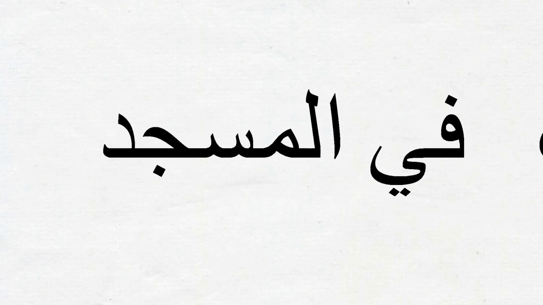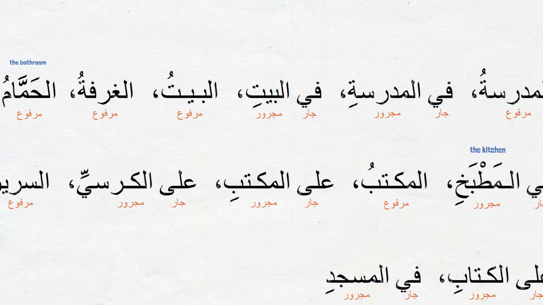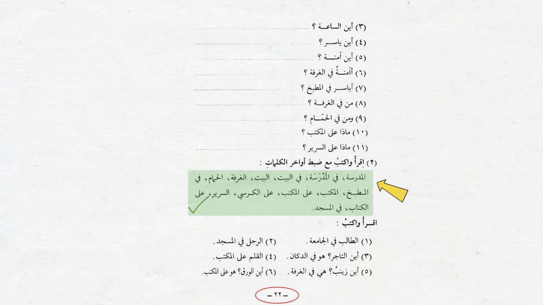And the final one, we already saw this earlier. Fil masjidi, which means in the masjid. Again, we're looking at jar wa majroor here. Fi is harf jar and al-masjidi is ism majroor. We are done with this exercise.